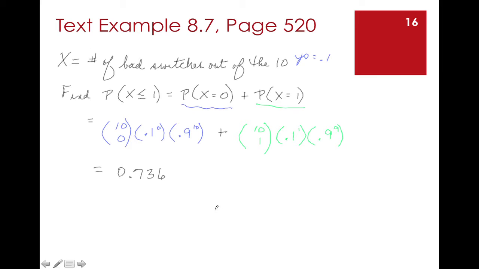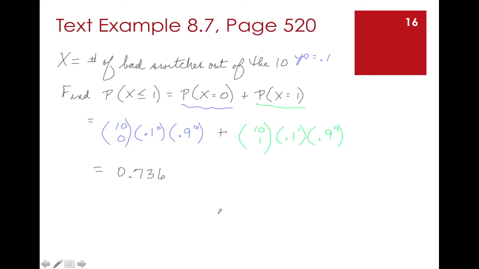So if you think about what that means, this engineer is choosing a simple random sample of 10 switches to inspect. The chances that no more than 1 is bad is a little bit over 73%, which isn't too horrible, I guess.